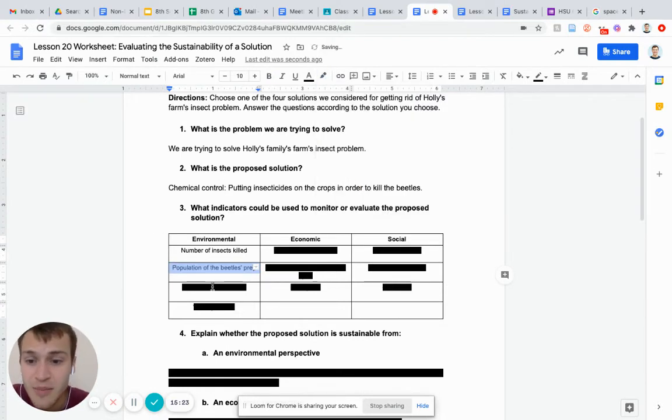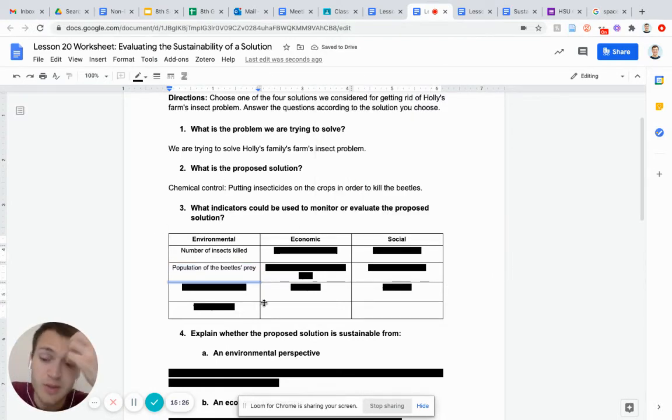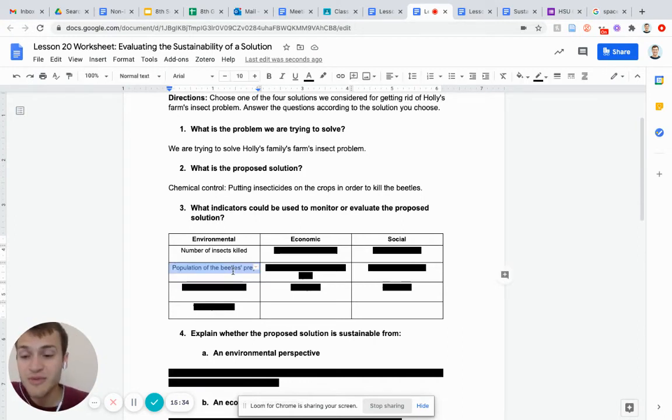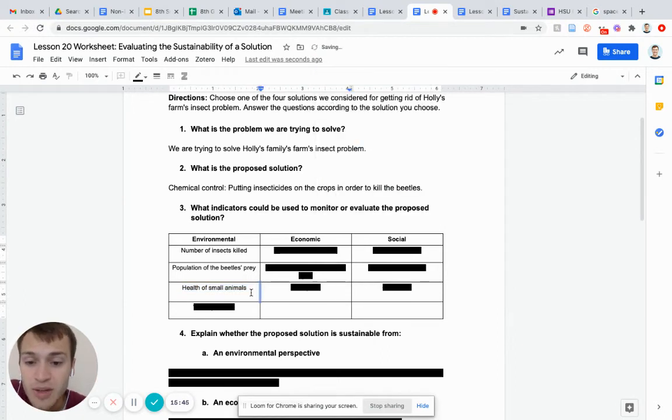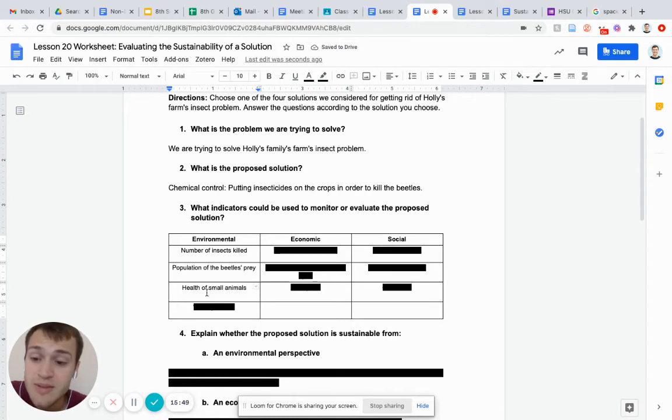The next one is population of the beetle's prey. So maybe the beetles that we're trying to kill, they eat other insects or they eat the crops. So if we look at if the beetle's prey goes up, then we know the beetle problem is being taken care of. Another one is health of small animals. Insecticides are poisonous for people and for animals. So if we're using too many pesticides, the health of small animals is going to go down. Maybe like pets or like mice that live in the field, they could get sick and die.